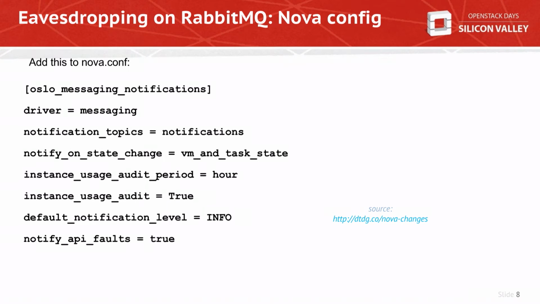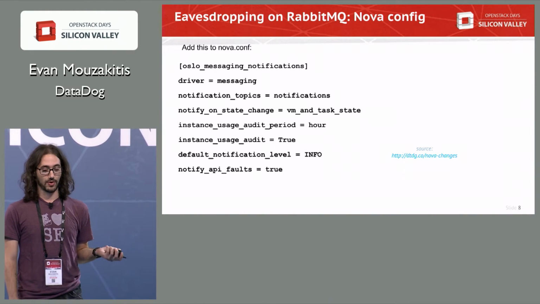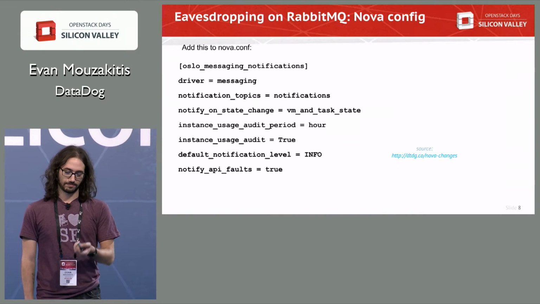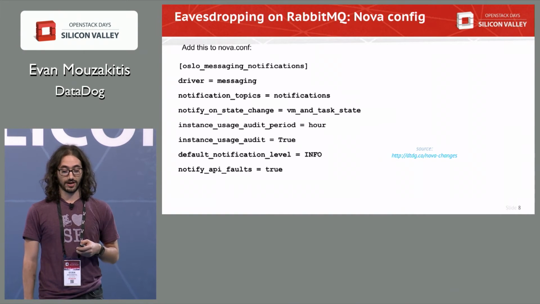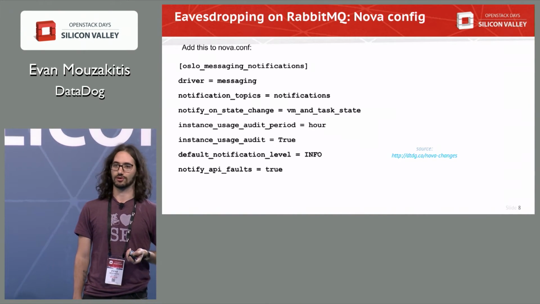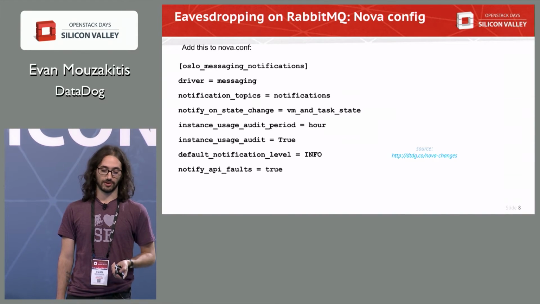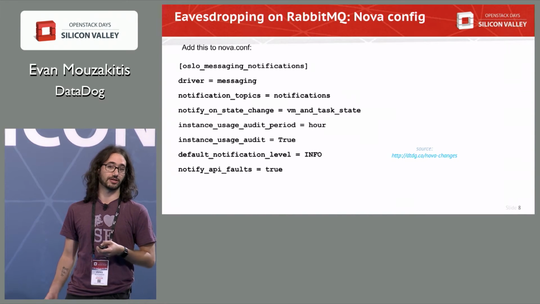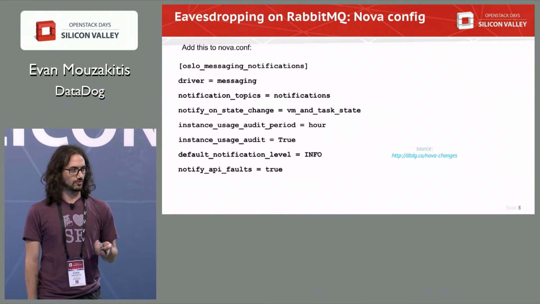So, eavesdropping on RabbitMQ: before you do anything, you have to modify your Nova config. You basically just copy and paste this kind of stuff right here, and then restart all your Nova services, and you'll start having events being collected in that notifications.info, and then you can tap right into that through a client or whatever.